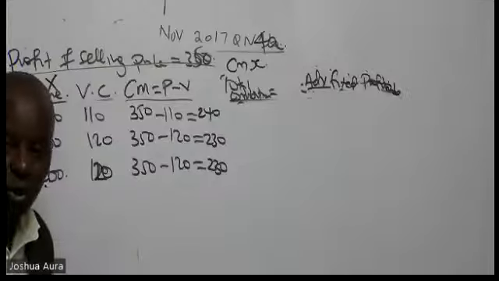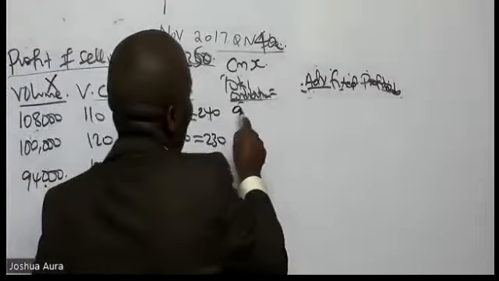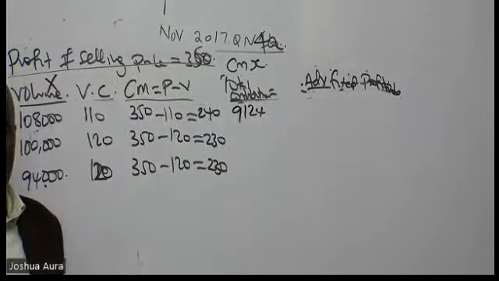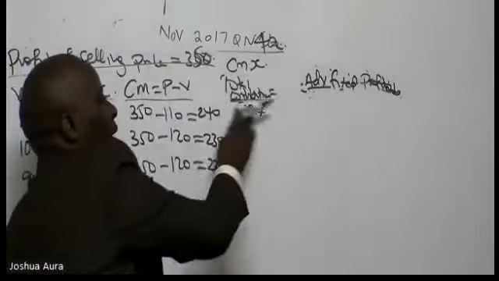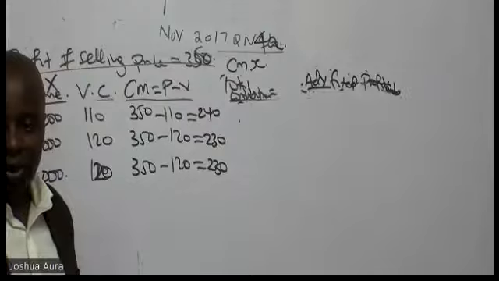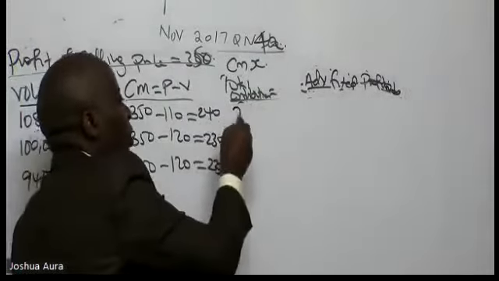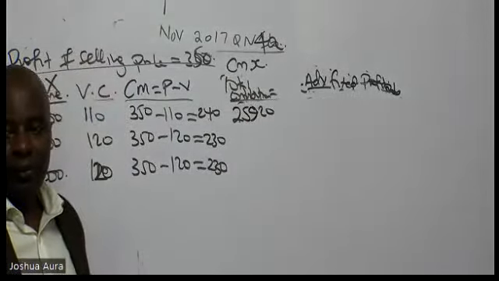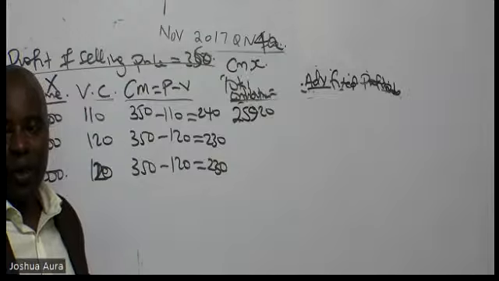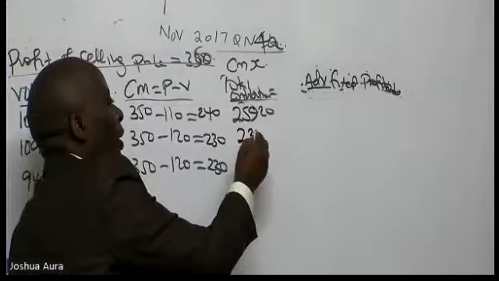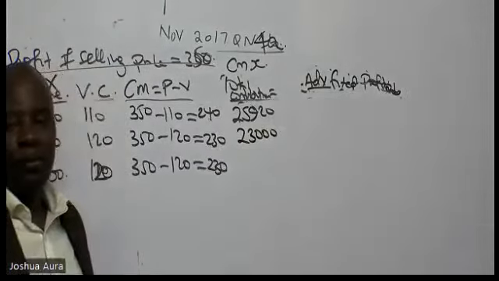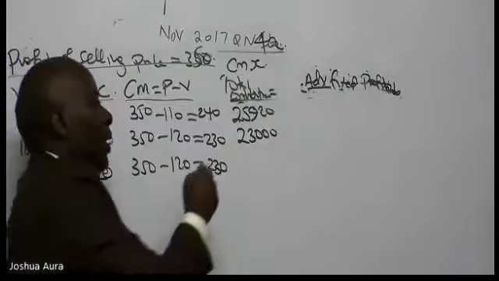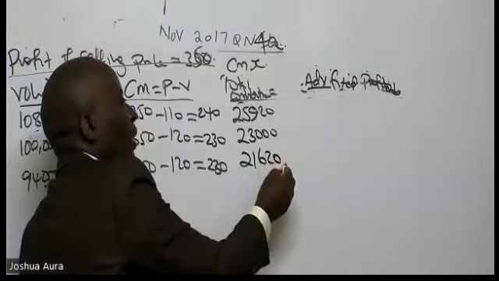So the first one is 91.24. How about the second one? Nope, that figure is not correct. The first one, I'm being reminded, is 25,920. The second one is 23,000. How about the third one? The third one is 21,620, like that.